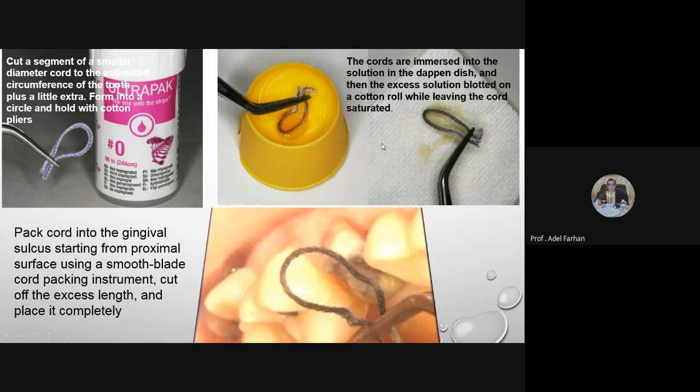After it is soaked in the vasoconstrictor liquid, we leave it on a cotton piece so that it is only moist and not full of fluid, because this will affect you during working with it. When you pack it, the whole area will become fluid and it will affect your packing ability and its effect; packing it will be difficult. Therefore, what you need is only for the cord to be moist with the vasoconstrictor.